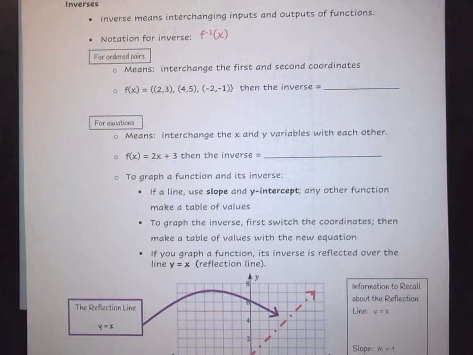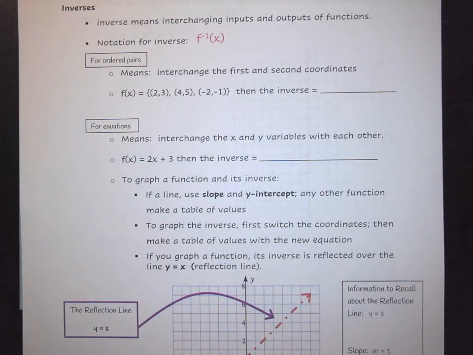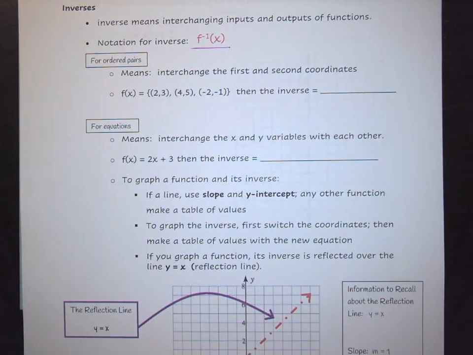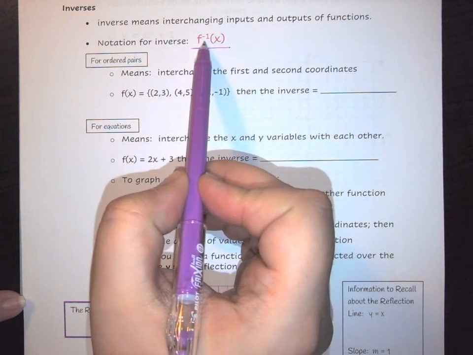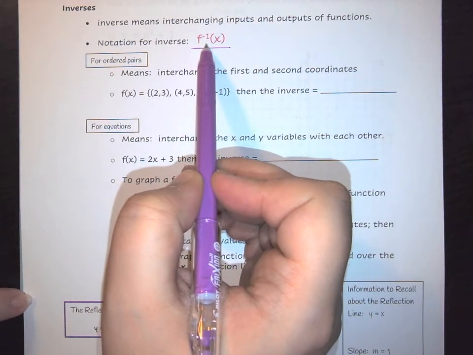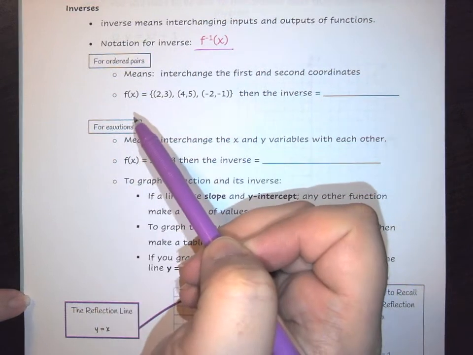Here we're going to look at some introduction ideas to inverse functions. First and foremost, the biggest piece that you have to get used to is that inverse functions have a brand new way of denoting a function. So this -1 right here does not mean to the power of -1. In this case, it means inverse function.